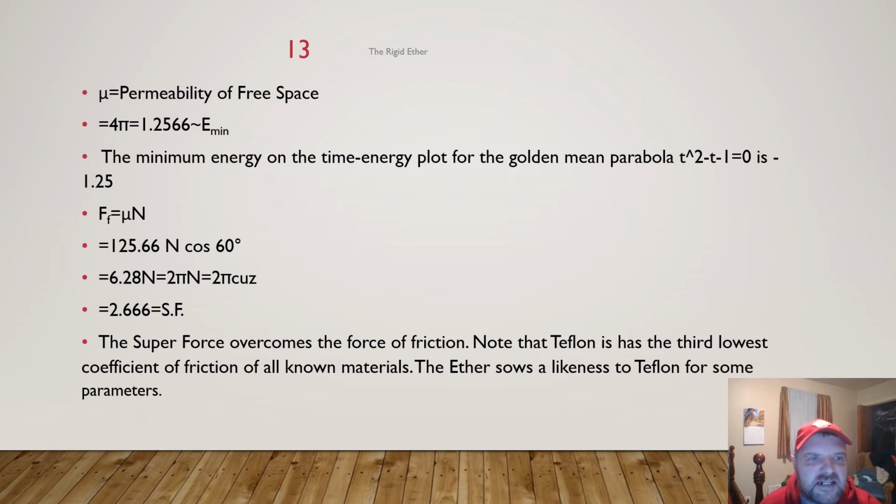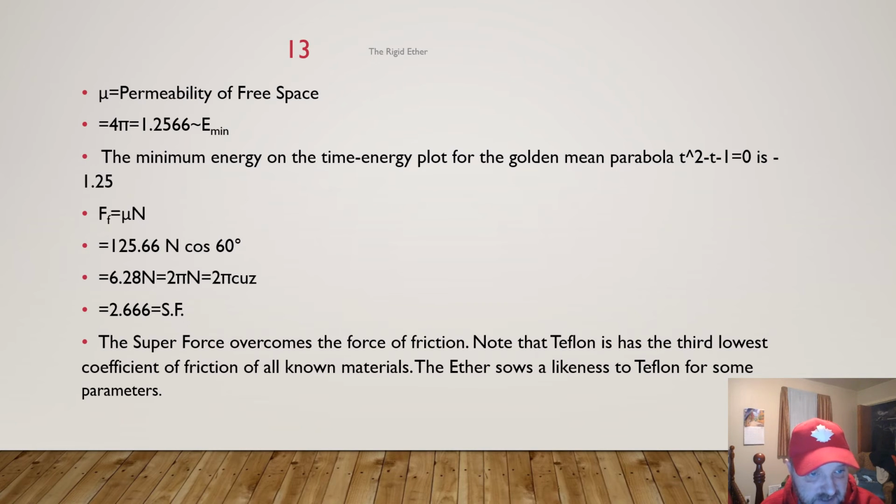So the permeability of free space is equal to 4 pi, which is equal to 1.2566. That's approximately equal to the minimum energy of the golden mean parabola. If we take the golden mean parabola, t squared minus t minus 1 equals e, and we take the derivative of it, it's 2t minus 1, we find the minimum energy is minus 1.25, or minus 5 fourths, which occurs when t is equal to a half. A half squared minus a half minus 1.